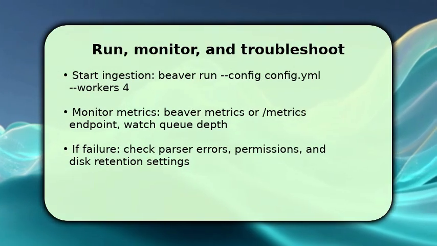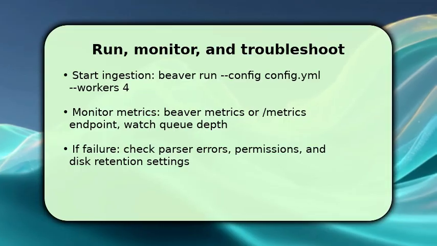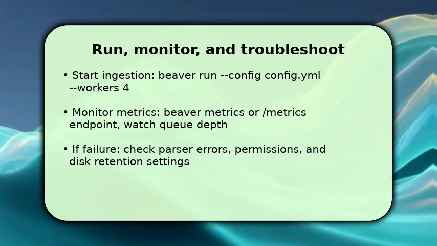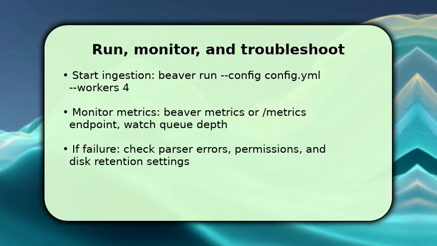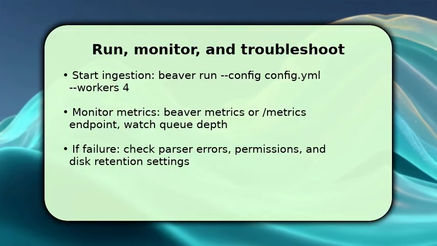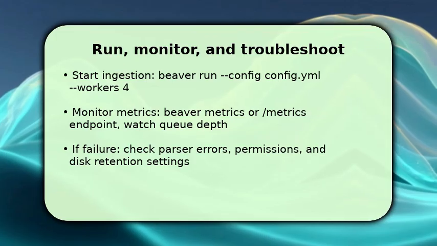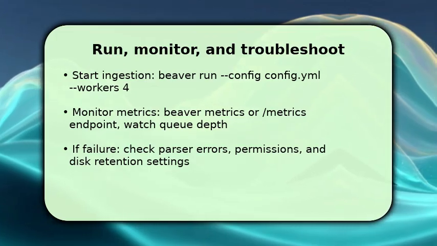Finally, you start production ingestion and keep an eye on health. Launch beaver run --config config.yml --workers to parallelize parsing and speed throughput. Adjust workers to match CPU. Then monitor runtime metrics via beaver metrics or the /metrics endpoint and watch queue depth, error rates, and disk usage so you can react quickly.